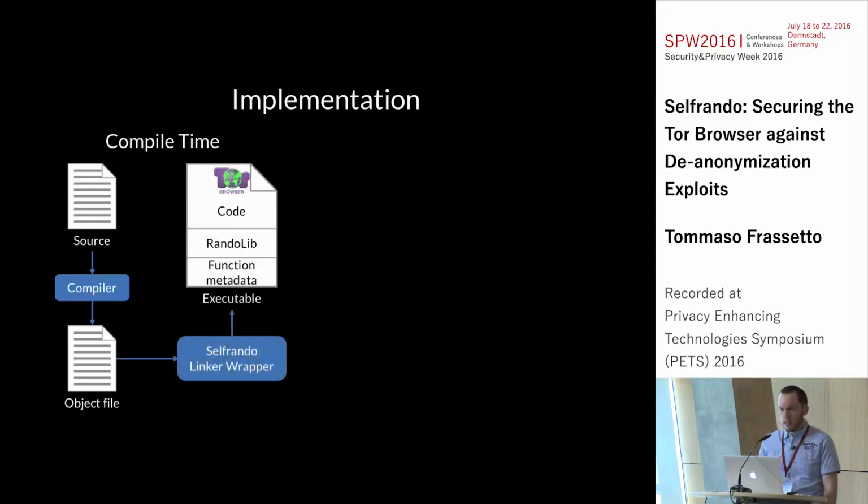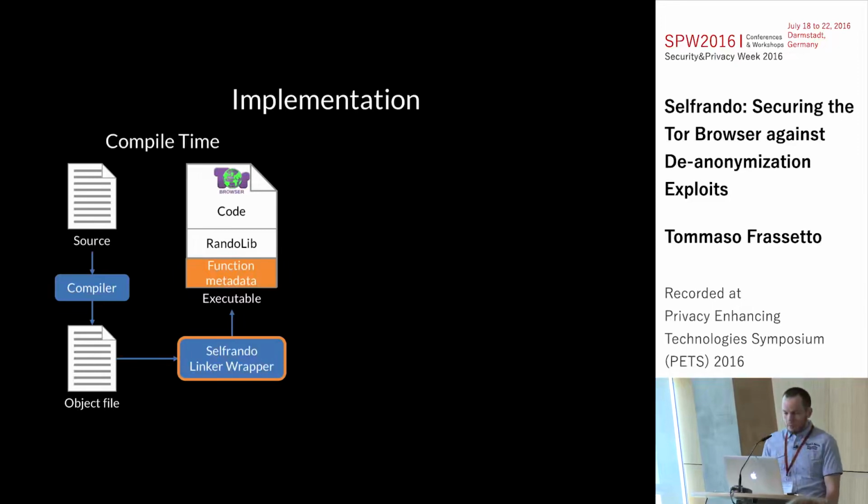Usually what happens is that the linker compiles the object files into one executable. However, we have a custom linker wrapper that does the normal thing, the linking, but after that, it also includes in the binary the code that actually does the randomization, which we call randolib. Moreover, our code needs to know where the functions are in order to randomize them. To do this, it analyzes the object files and the executable file and puts this data into the function metadata section of the executable.